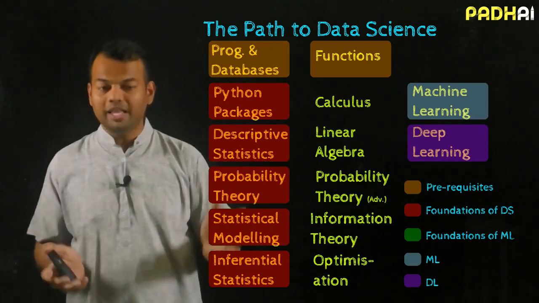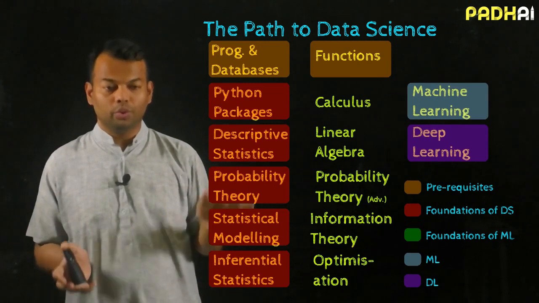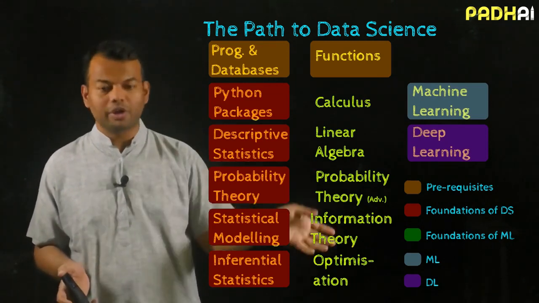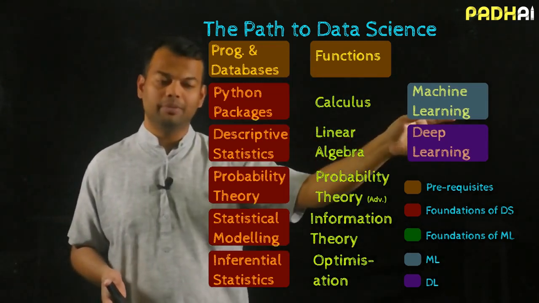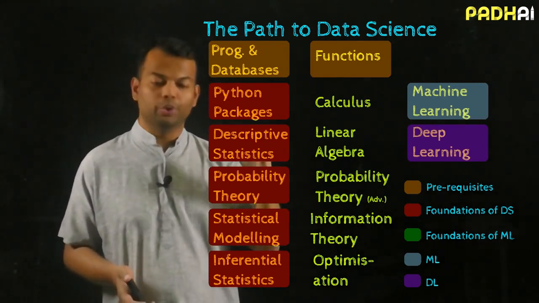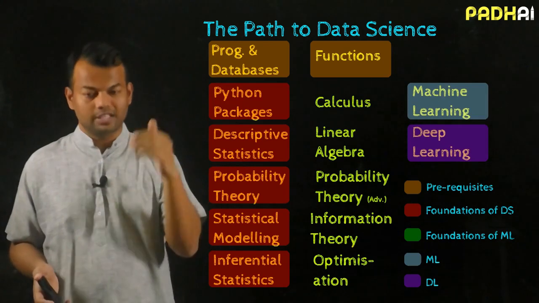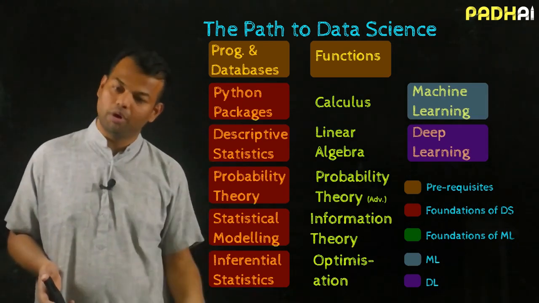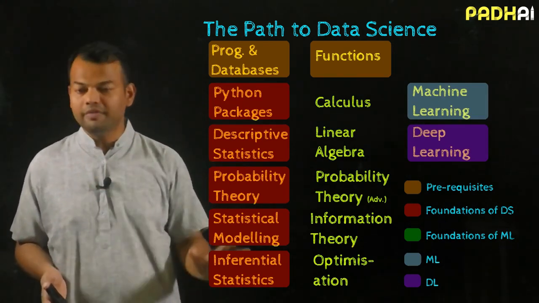So this is all that you need to know to become a good data scientist. There are no shortcuts here. You cannot directly jump to deep learning and say that I don't want to learn calculus, I don't want to learn linear algebra. You cannot bypass statistics. That is very, very important. You cannot bypass probability theory, information theory. All of this is useful.